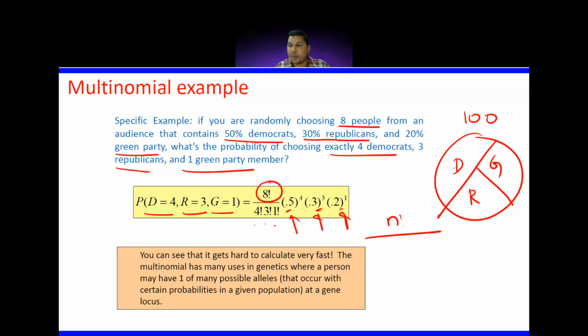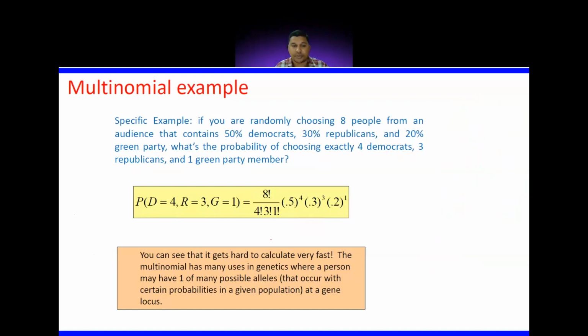Out of 100 people, what is the probability of getting a Democrat? That is 50 by 100, which is 1 by 2. Okay, what is the probability of getting a Republican? From these 100 people, if you choose one person, what is the probability of getting a Republican? Republicans are 30 in 100, so 30 by 100, 0.3, then 0.2. That's what we have multiplied together. So we get this.